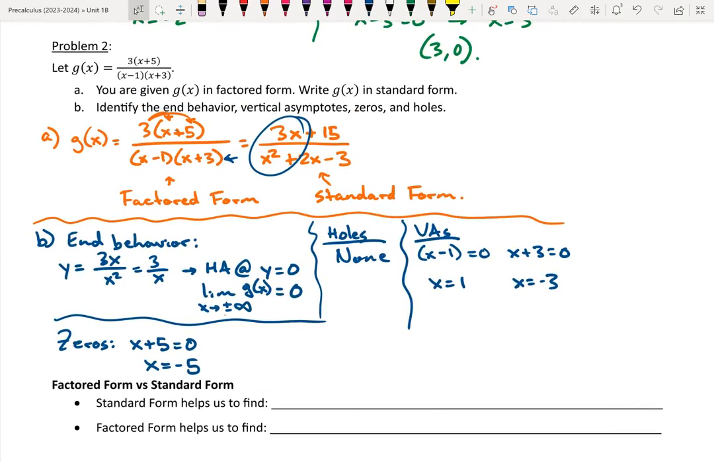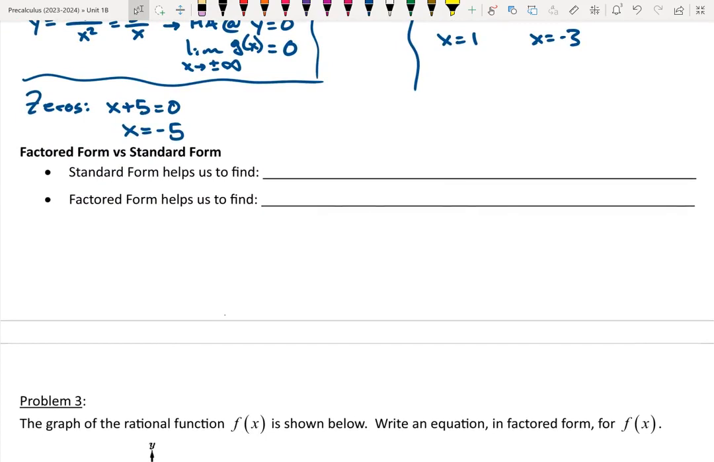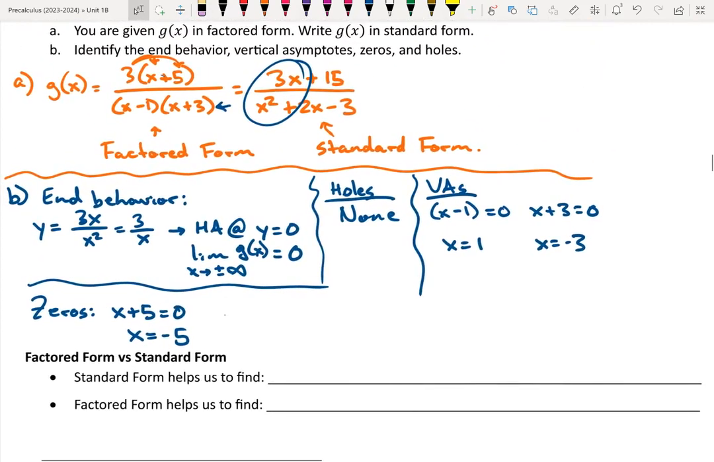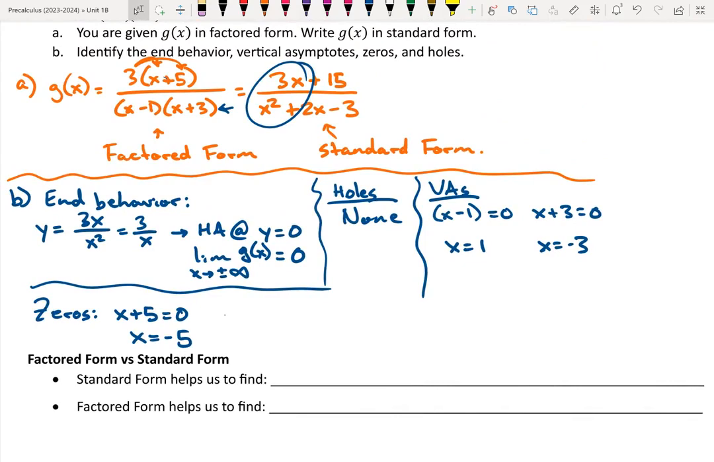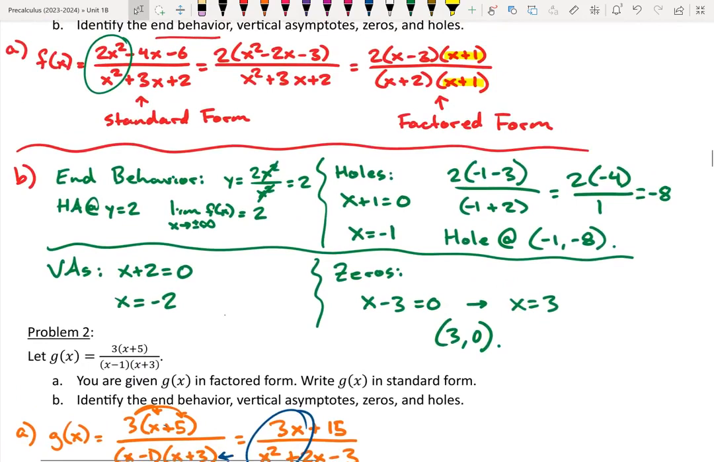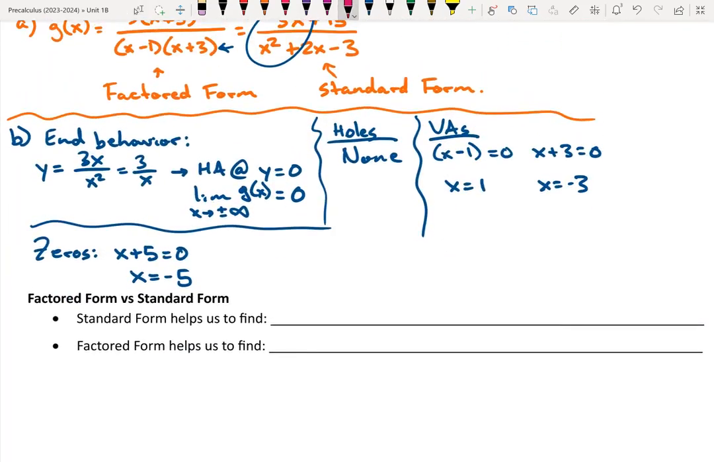So this, again, is stuff that we've seen, stuff that we've done, and we wanted to do it to just say, we have these two different forms, factored form versus standard form, and ask what the standard form helped us to find. So in both of these, the standard form allowed us to easily find our end behavior. Let me make that a little bit thicker. End behavior.